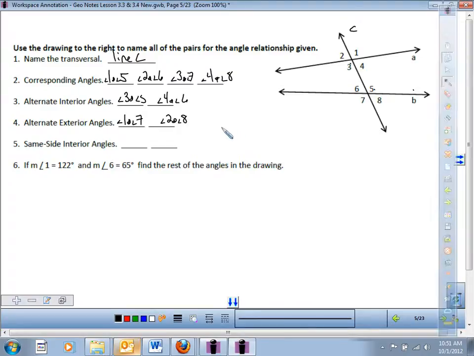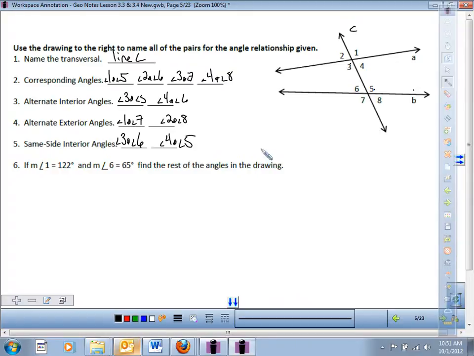All right, now let's look at same side interior angles. Same side interior, we can ignore those two and those two. And we are looking at the interior, so that would be 3 and 6 would be all same side interior, angle 3 and angle 6. And then angle 4 and angle 5 would be same side interior angles as well.